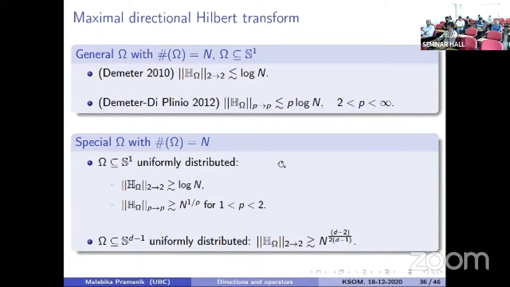For certain special direction sets, lower bounds are known. This is the case, for instance, when omega is uniformly distributed.